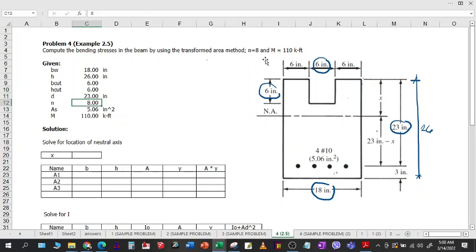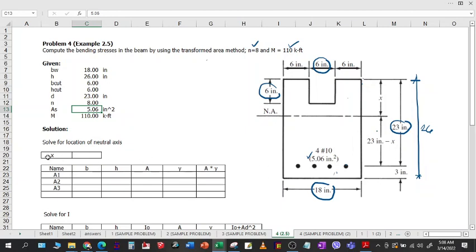Modular ratio N, we have here 8, and bending moment 110, and we are also given this AS, or total area of steel. This is 4 pieces of number 10 rebar.